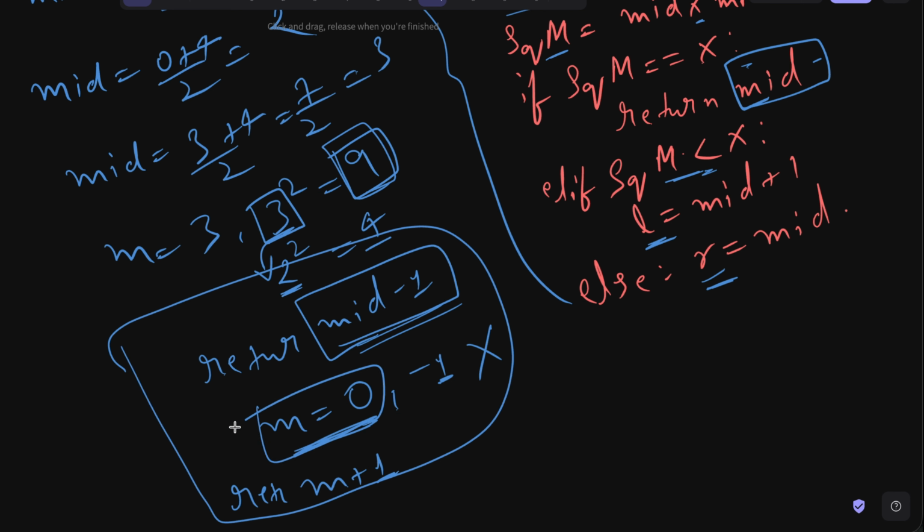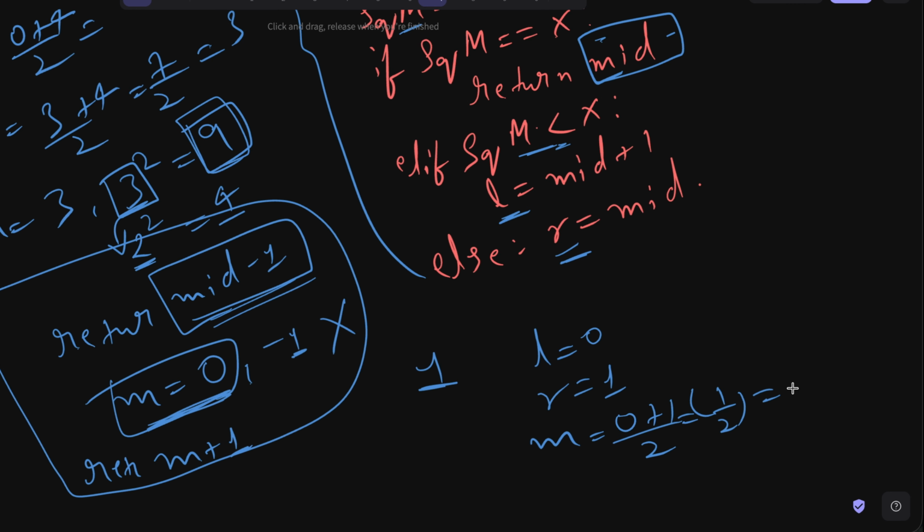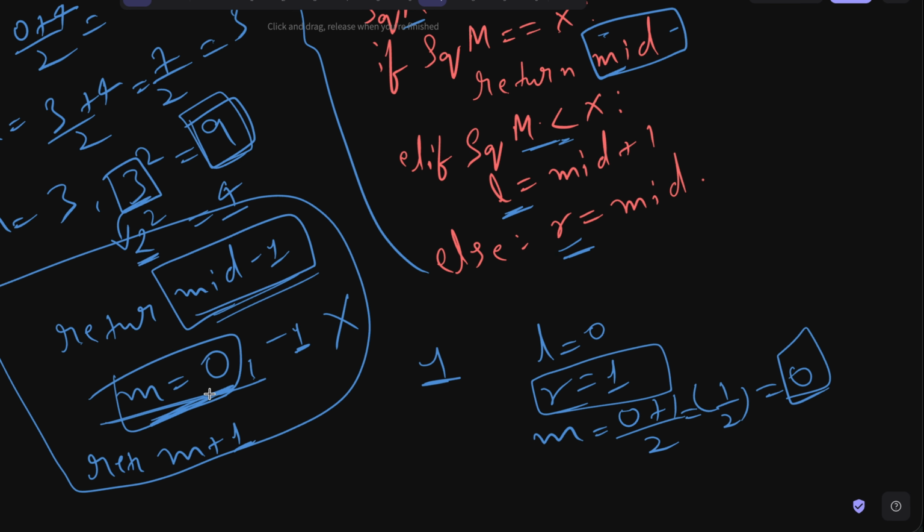Mid will actually become 0 in cases where you want to try and find out the square root of 1. So for 1, the L will be equal to 0, the R will be equal to 1, and the mid will actually end up becoming (0 plus 1) divided by 2, that is 1 divided by 2, that is going to be 0. So here the mid is actually becoming 0, but we know that the square root of 1 is actually 1 itself. So that's why this is the edge case that you have to keep in mind.